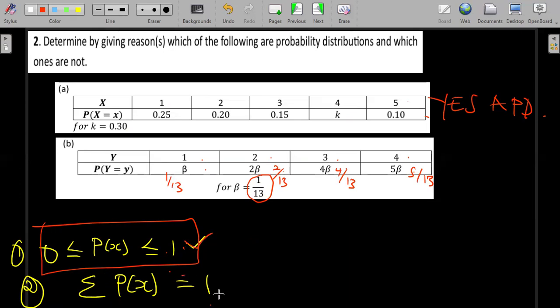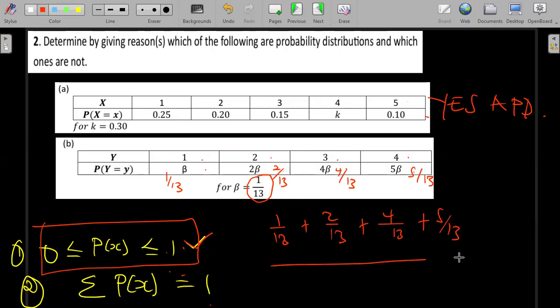What about this one that says their summation should be equal to 1? Here I have 1 over 13 plus 2 over 13 plus 4 over 13 plus 5 over 13. So let's add this. The common denominator is 13, so we're going to have 1 plus 2 plus 4 plus 5. If I add 1 plus 4, it's 5. 5 plus 5 is 10. Plus 2 is 12. So 12 divided by 13.